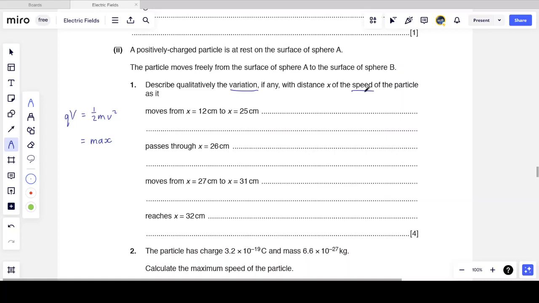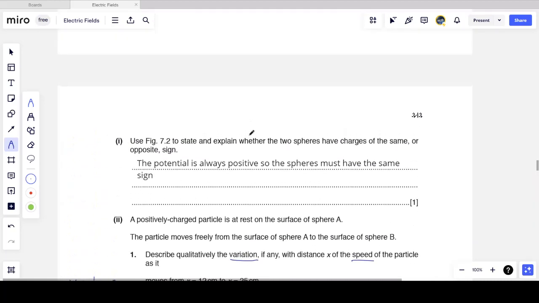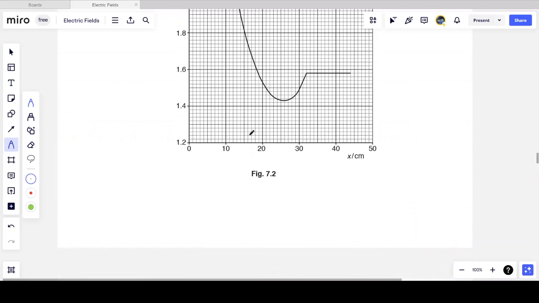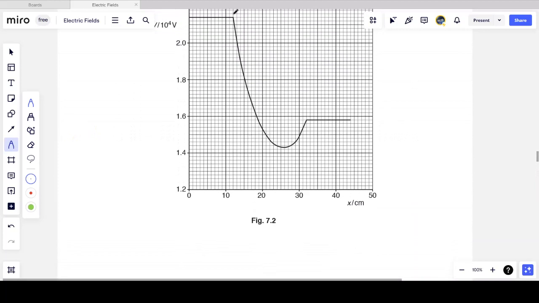So we need to know what the acceleration is at any point. And so if I look at the way that the potential is varying, I can tell how the acceleration is varying, and hence the speed. And so the first thing I'm looking for is from 12 to 25 centimeters. So 12 to 25 centimeters is the steep descent of the graph. So I'll draw an x there, and then an x there.